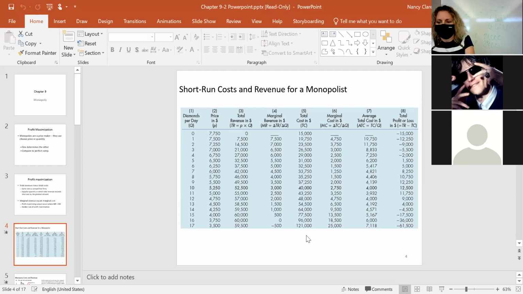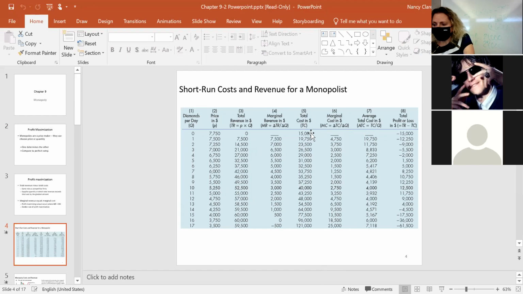What is the fixed cost for this monopolist? Thanks, Dennis. It's 15,000. How do we know? Well, when we produce nothing, whatever our total cost is, that's actually our fixed cost. We have no variable cost because we haven't made anything. And variable cost fluctuates with production. It goes up. It's things like raw materials and labor that go up as we produce more. So we know it's 15,000.